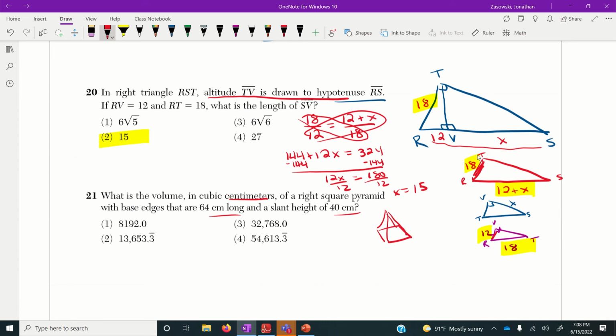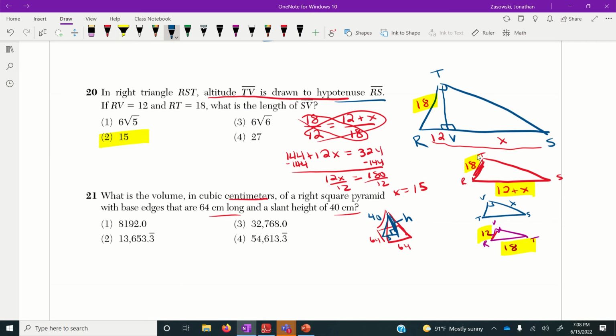All right, the edges are 64 centimeters long, and it says the slant height is 40. The volume, though, if you remember, doesn't use the slant height. It uses the whole height, going all the way down. We need the height down the middle here. So this is creating a right triangle where it's 40 and 64. We need to get the height first.